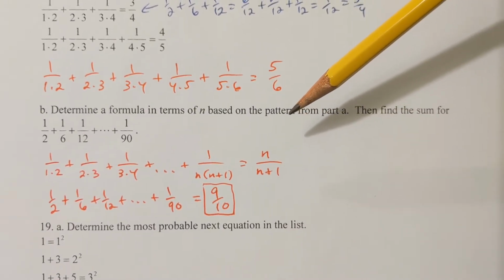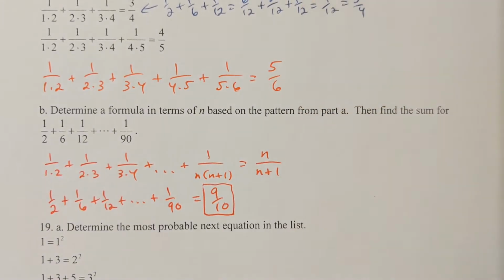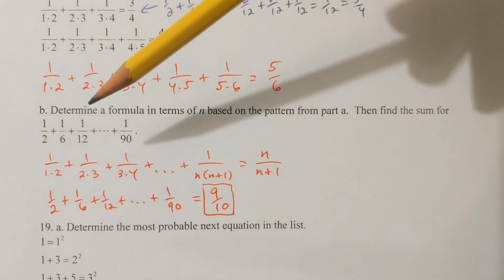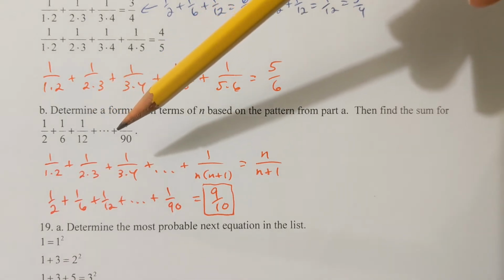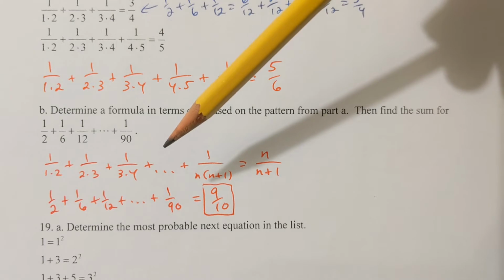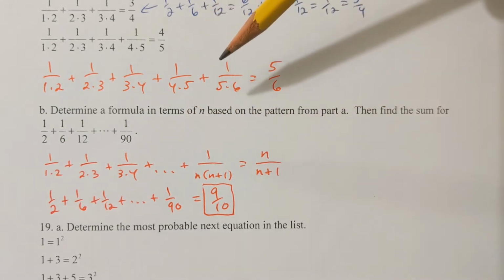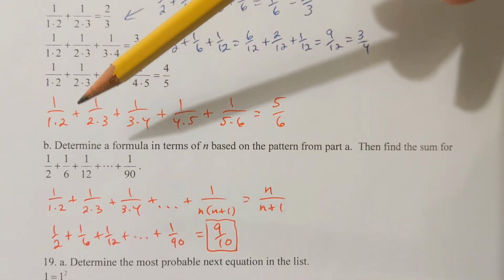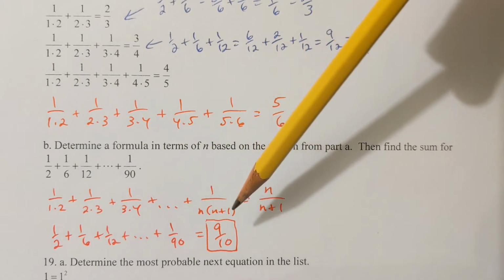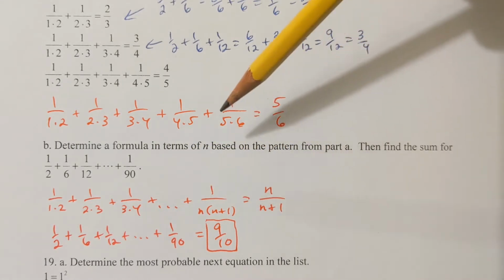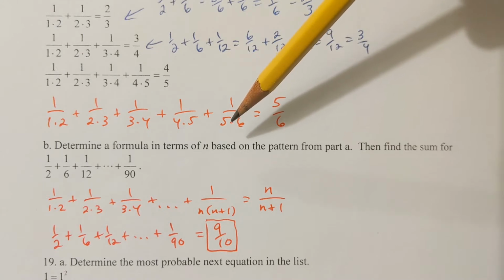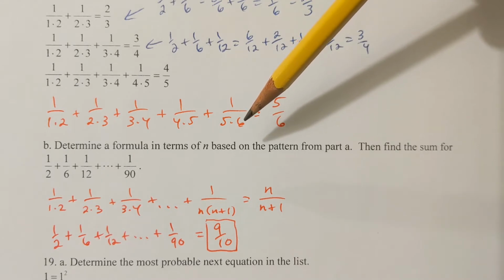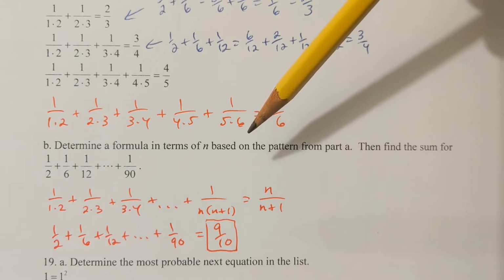Part B, determine a formula in terms of n based on the pattern that we see in part A, and then find the sum 1/2 plus 1/6 plus 1/12 plus etc. plus 1/90. Well, based upon this pattern, we've got 1/2 plus 1/6 plus 1/12 plus etc. plus 1/90, two numbers that are right next to each other. Call the smaller one n, and whatever the big one is, it's going to be right next to it. So let that be n plus 1.